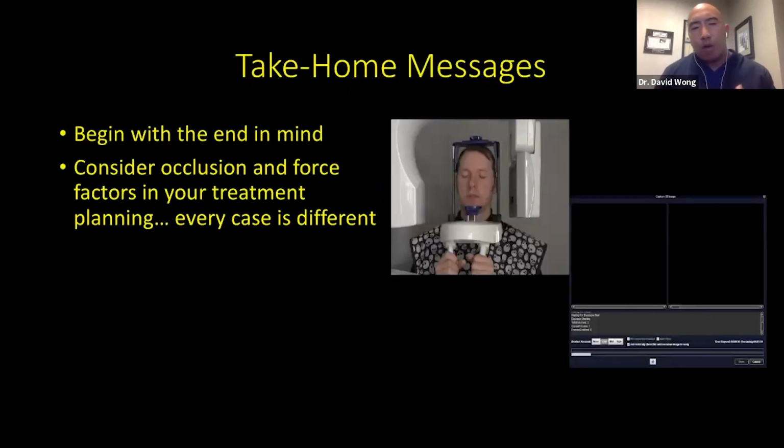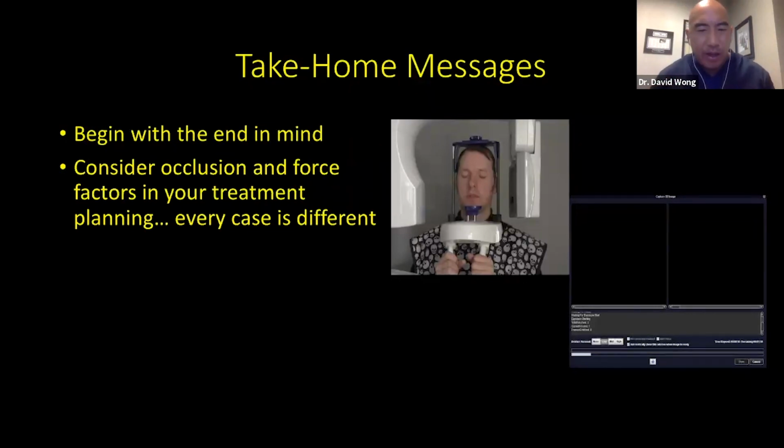Consider occlusion and force factors in your treatment planning because every case is different. I know we live in a world where we're constantly saying all on 4 or all on X. Go all on X, because some patients may take 4 implants, some may need 6. Everybody's a little bit different.